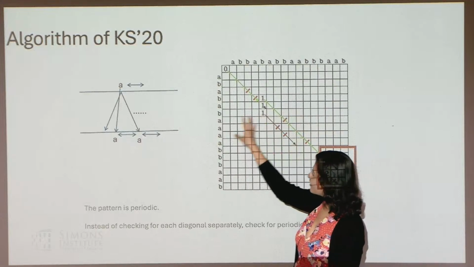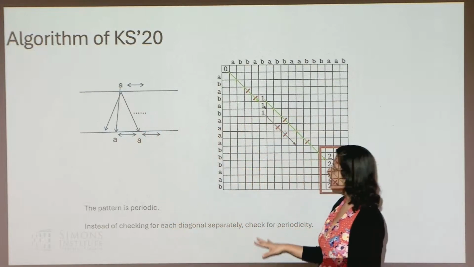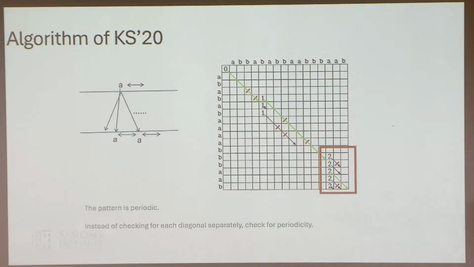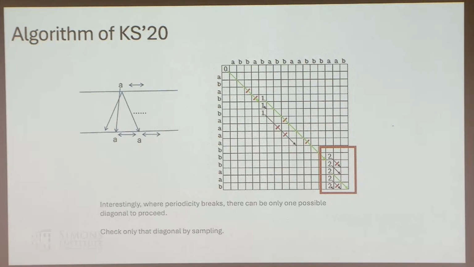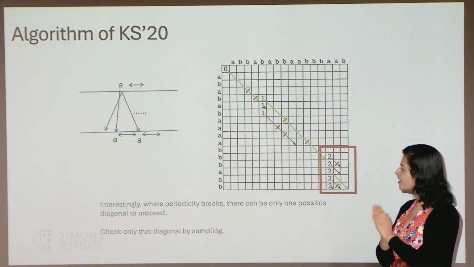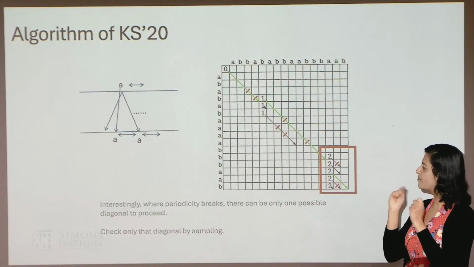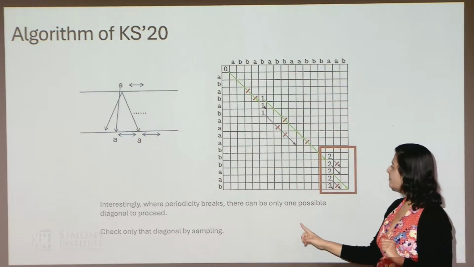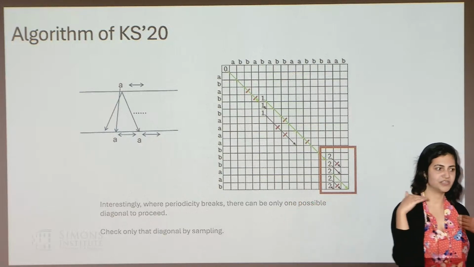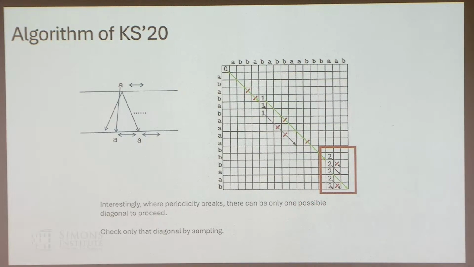Okay, so multiple diagonals good means the pattern is periodic. Instead of checking for each diagonal separately, we can just check for periodicity. And interestingly, what we show is that if there are multiple diagonals, we'll be checking for periodicity. And when our check for periodicity breaks, there could be only one possible diagonal using which you can still proceed. And if there is just one diagonal, then it's good because we can just do random sampling on that diagonal.